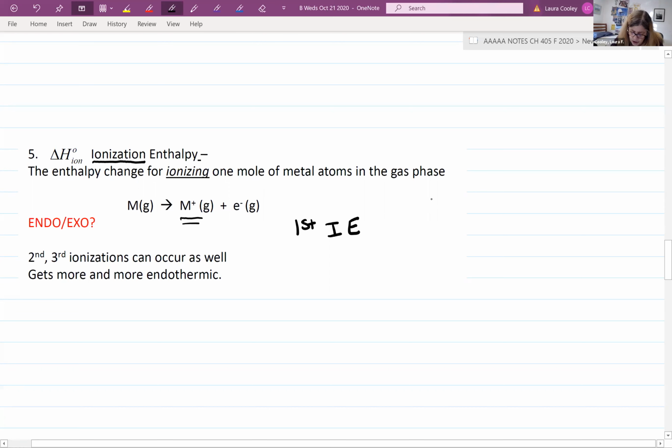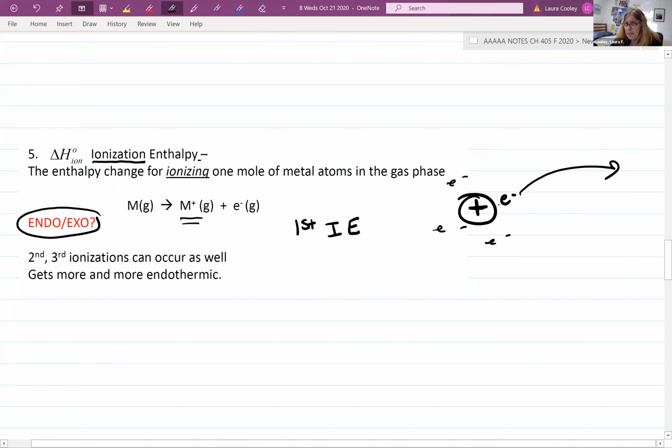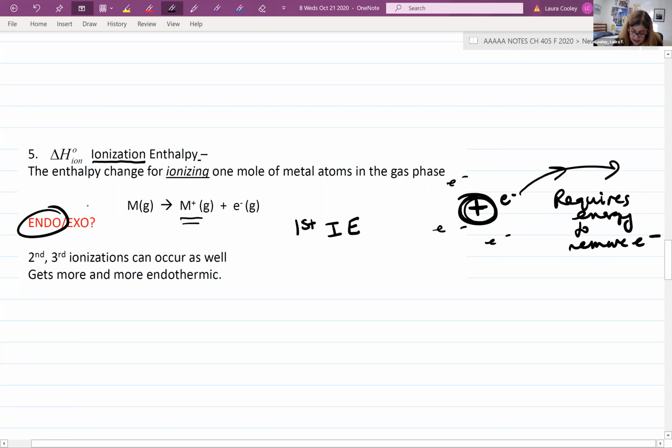First of all, is this endothermic or exothermic? So, you've got this nucleus that has a pretty large positive charge, and you're trying to take an electron away. And yeah, there are other electrons, but the really big deal is the fact that you have this concentrated positive charge that you're trying to take this electron away from. And that takes energy, right? Because these unlike charges attract. So it basically requires energy to remove the electron. So this is an endothermic process.